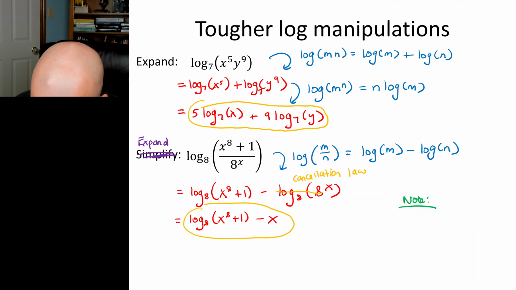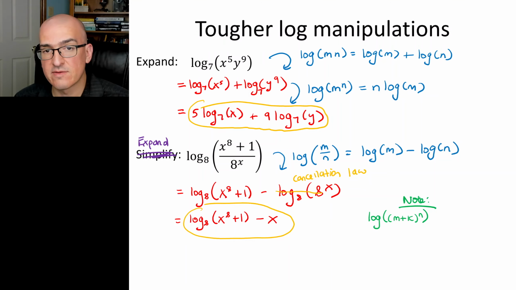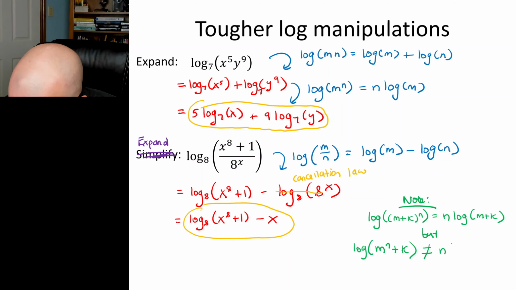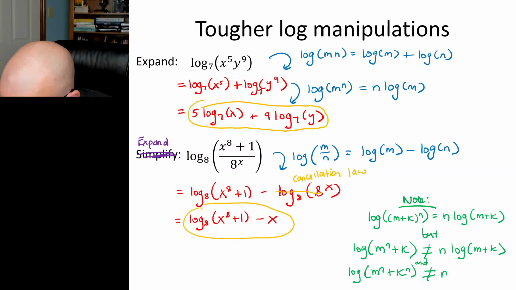I need more space to write this rule. Say log of m plus k to the n. Log of m plus k to the n is equal to n times the log of m plus k, but log of m to the n plus k does not equal n times the log of m plus k. And worse than that, so this is really going to bug you, log of m to the n plus k to the n is not equal to n times the log of m plus k. You cannot bring the k down there.